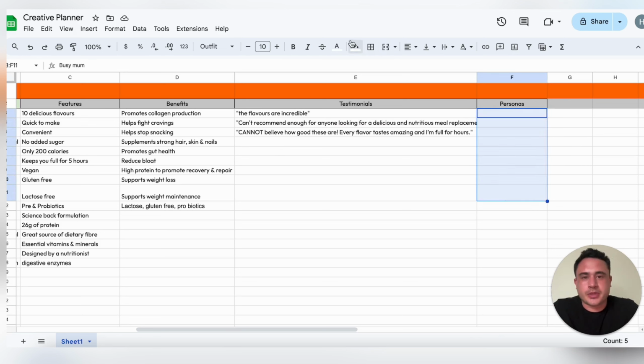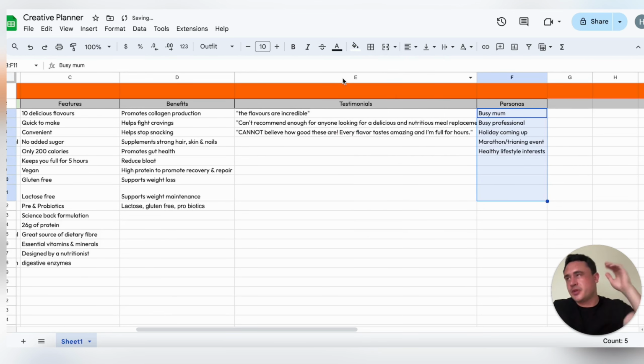And then personas, which we touched on, but here we're just going to put down different ideas of who the people are that our products could benefit. Busy mum. We've got busy professionals at their desks that want to stop skipping meals. We've got holidays coming up. If these are low calorie and high protein, we could target people wanting to trim down for holiday or get fit and in better shape for holiday. Marathon training or an event coming up is something that's very common that people do. Maybe that's something we could target because of all these benefits. Maybe we target that towards trying to hit a goal over a 12-week period. And we've also got just general healthy lifestyle enthusiasts.